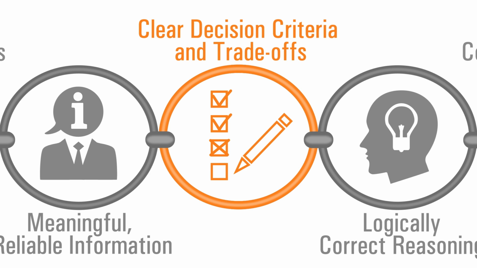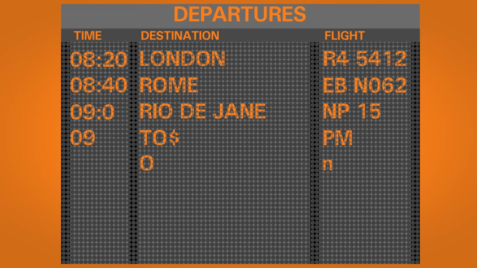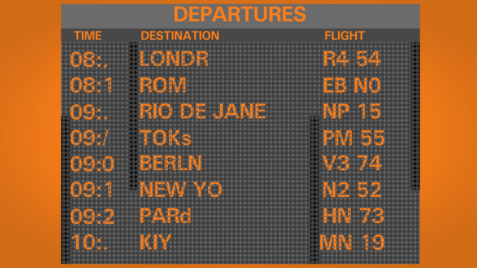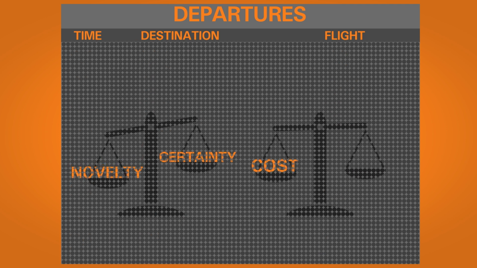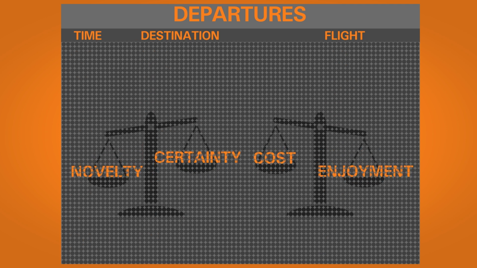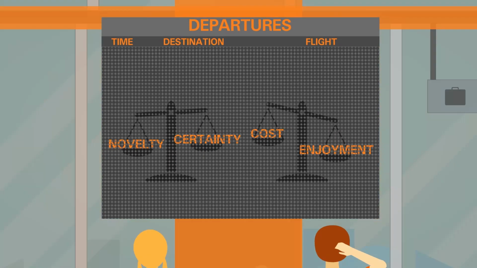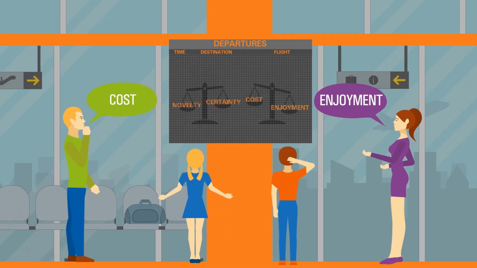By clearly defining the criteria, we can ensure there is a common understanding of our aim. These criteria then help us to choose between alternatives. Try a new vacation, or go with what we know? Are we trading off cost against enjoyment?